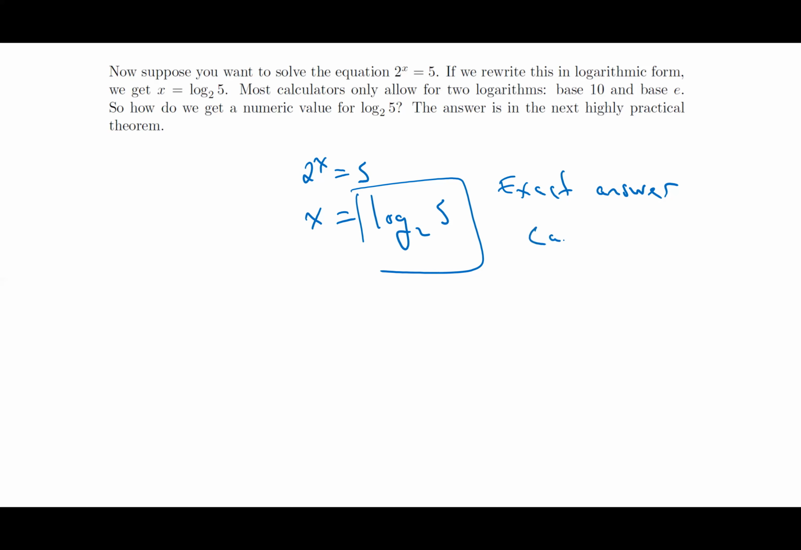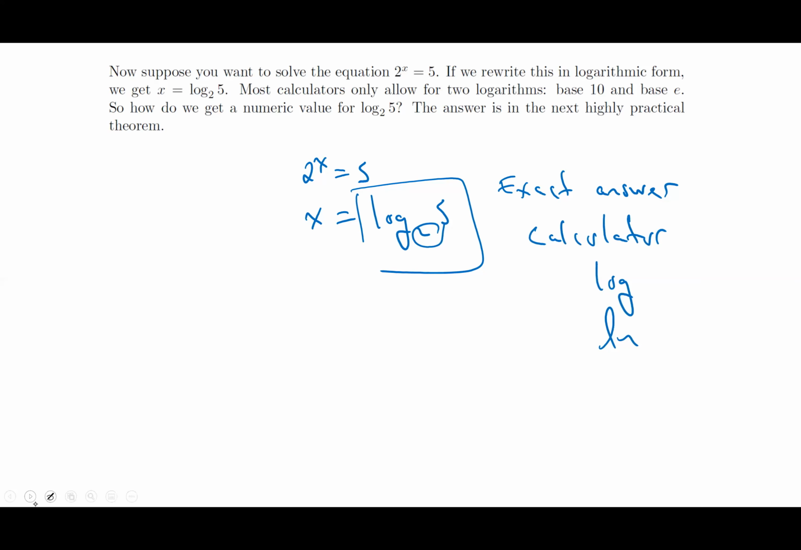And on a calculator, most calculators only have the log button and the natural log button. This is log base 2. What do? That's right, we throw our hands up in the air, close our books, and march off saying, can go no further. I'm kidding.